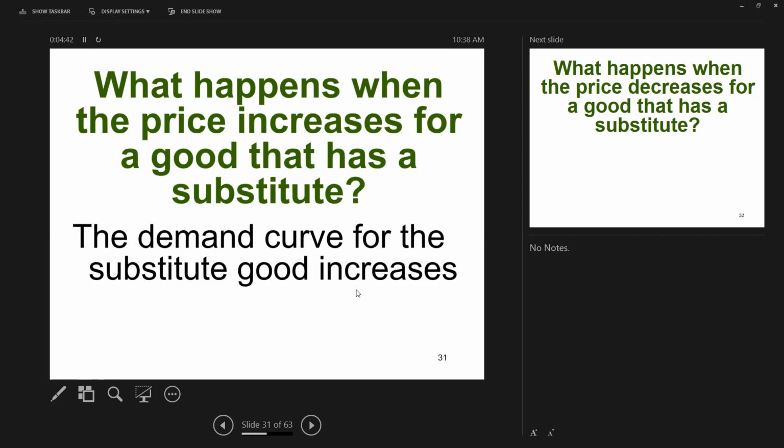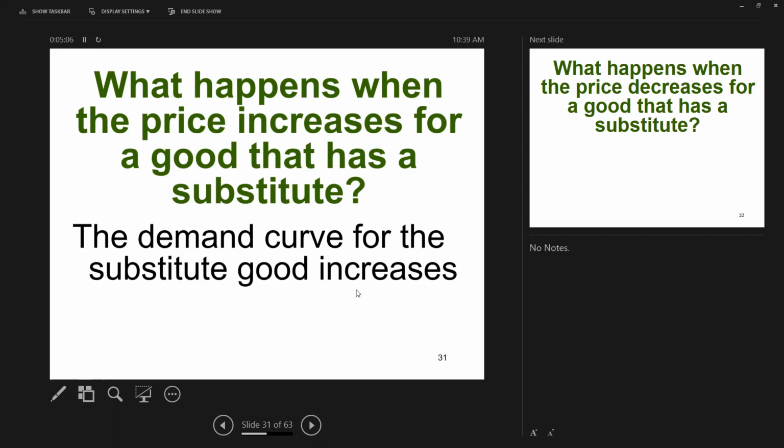Now, if the price of Pepsi and Coke were both $1.50, and then Pepsi went on sale to $1 a 2 liter, what would you expect to see happen? You would expect to see the demand for Coke decrease, and you would see the Pepsi rack is empty and the Coke rack is full. So that's for a substitute good.